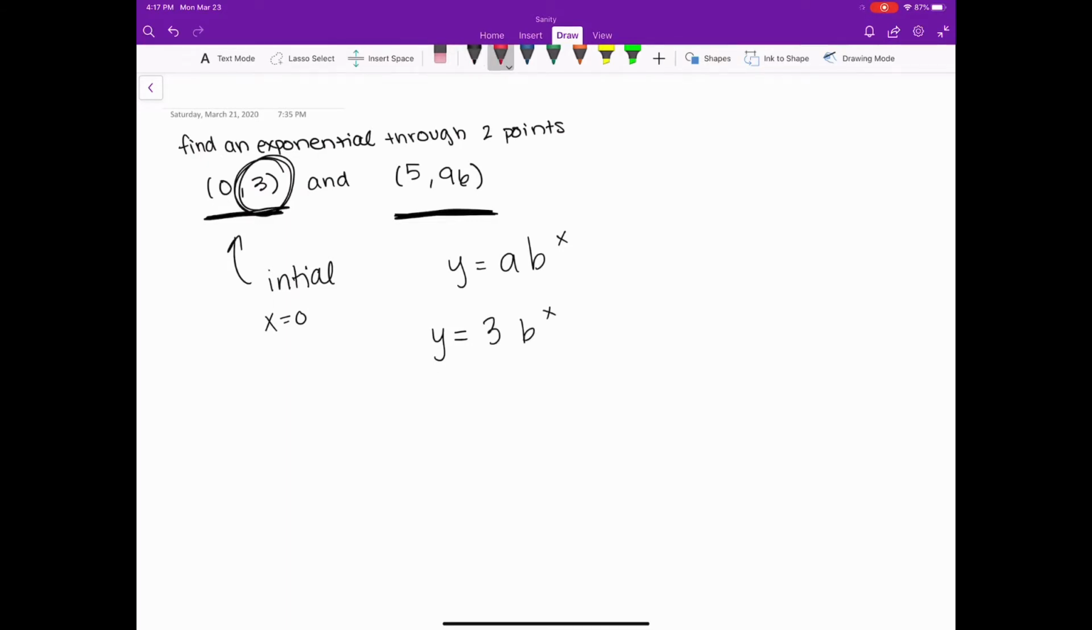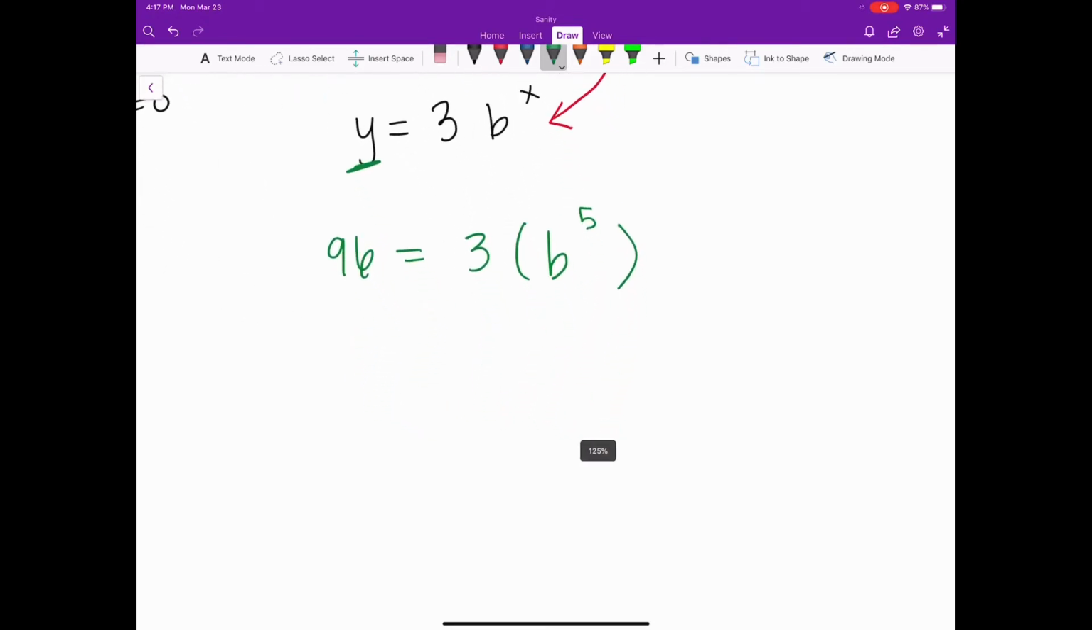What we also talked about is that this second point is going to help us later. We know that this equation has to go through both points, so this point has to be a solution to this graph. So I'm going to plug in these values. I have a y value of 96, so I'm going to say 96 equals 3 times b, because that's what we want to solve for. And then I have an x value of 5, so I'm going to plug in 5 into this. And now this is an equation that I can solve for b.